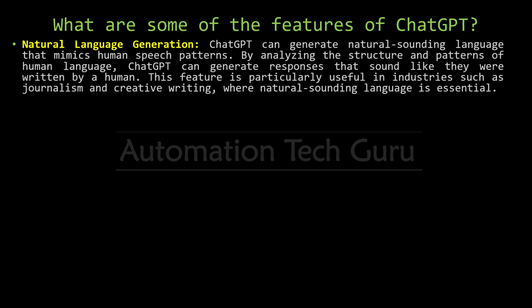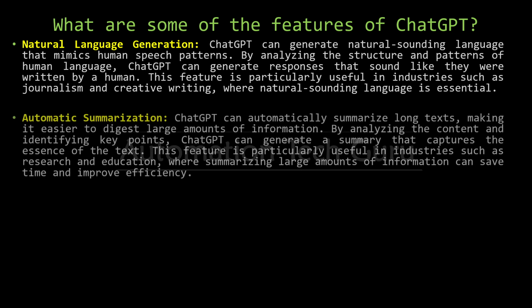Natural language generation. ChatGPT can generate natural sounding language that mimics human speech patterns by analyzing the structure and patterns of human language. ChatGPT can generate responses that sound like they were written by a human. This feature is particularly useful in industries such as journalism and creative writing, where natural sounding language is essential.